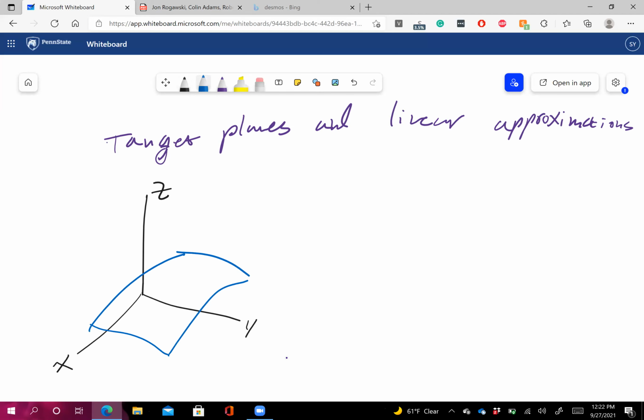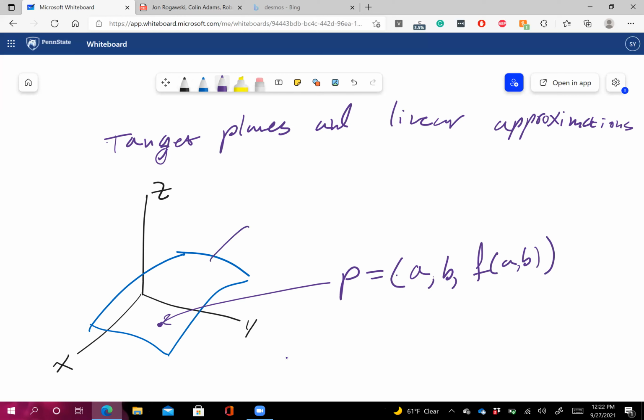What we can do is we can find the tangent line at any point P, so this will be the point P, which will be (a, b, f(a, b)) on the surface. And this over here is the surface f(x, y), which will be equal to z.